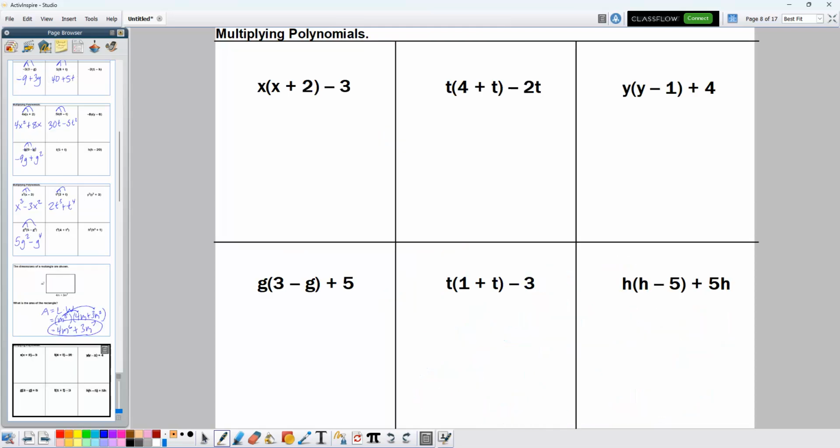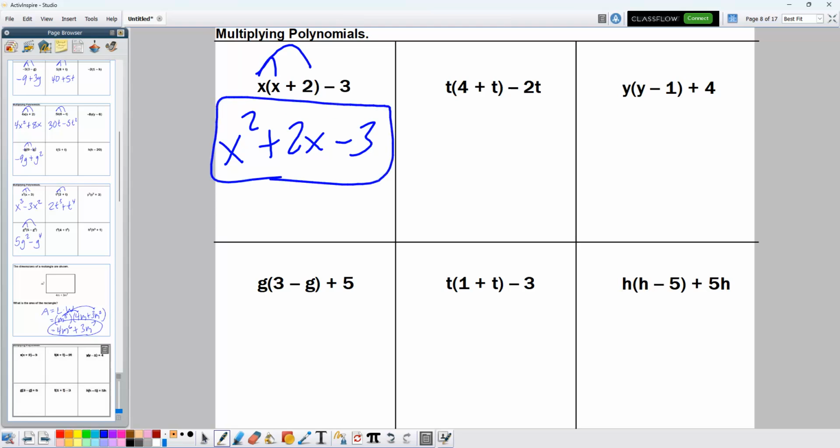All right, let's distribute and combine some like terms now. So I've got x times x is x squared. X times positive 2 would be plus 2x. And then a minus 3 over there is all by itself. It's not getting distributed to because it's not in those parentheses. Now we don't have any like terms. X squared, we can't add that with 2x, and we can't add either one of those with a negative 3. That's my final answer right there.